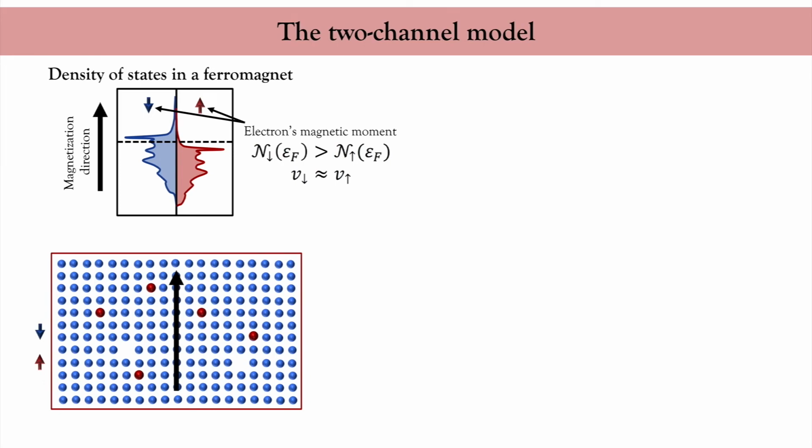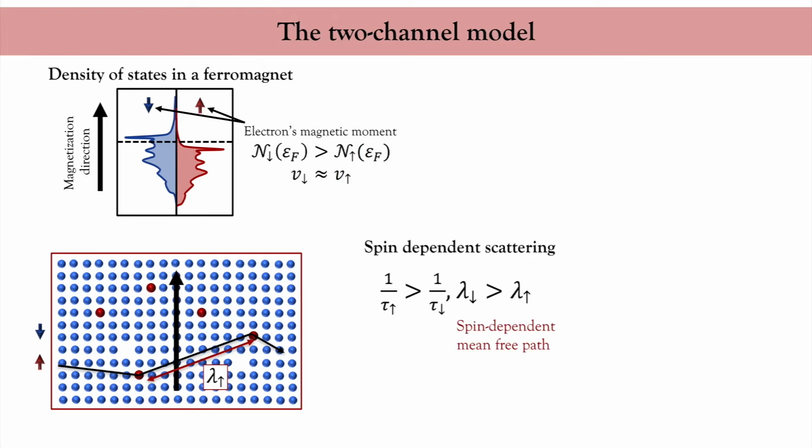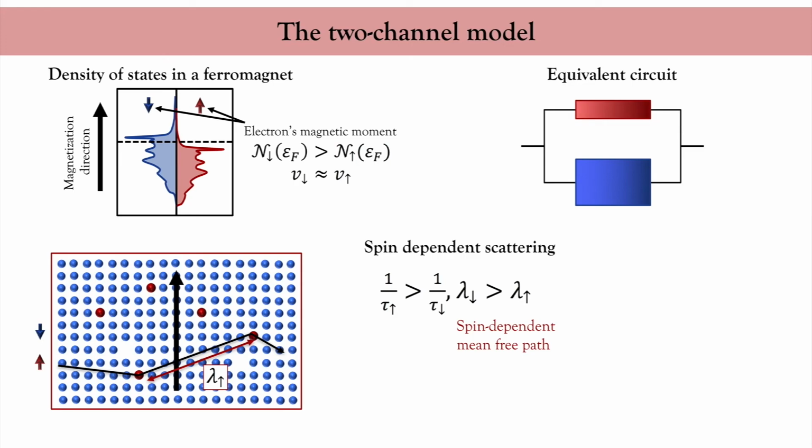In the present model, I will consider that up and down electrons have similar velocity, but that down electrons have a larger density of states at Fermi level than up electrons. If I inject a charge current in a ferromagnet, the down electrons, which possess a large density of states at Fermi level, experience high scattering. So their mean free path is small. On the contrary, the up electrons, which possess a small density of states at Fermi level, experience weak scattering. So their mean free path is large. That's the first take-home message. In ferromagnets, the momentum relaxation time is spin-dependent, and therefore the conductivity is also spin-dependent. In other words, you could represent the conduction of a ferromagnet by an equivalent circuit composed of two parallel resistors. The resistor for up electrons is much larger than the resistor for down electrons.